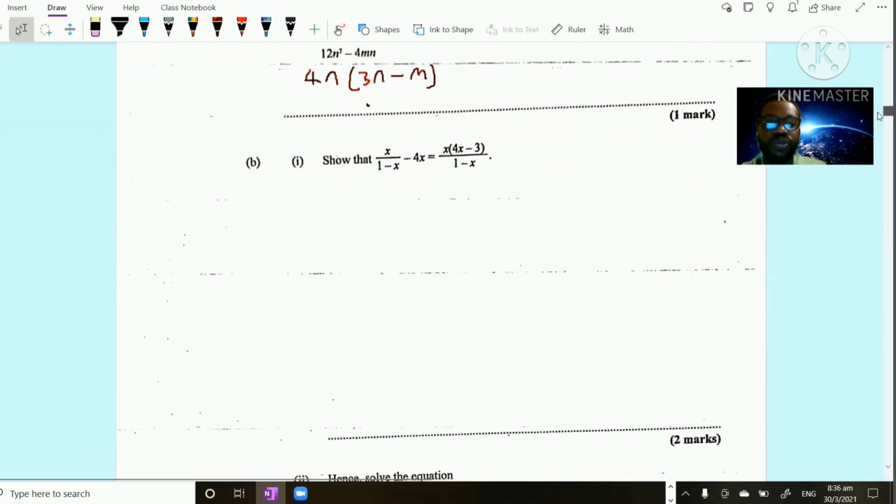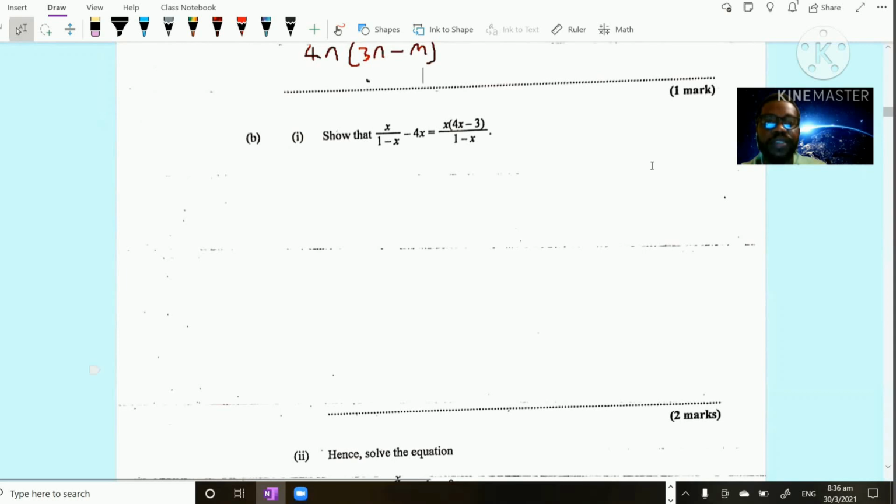All right, moving down to B part 1. It says, show that x over 1 minus x minus 4x is equal to x into 4x minus 3 all over 1 minus x. The first thing I must know is, what is this really? All right, here you have what we want to call a mixture. If you were thinking of it as a number, this would be like a fraction, this would be like a whole number, but this entire system is like a fraction. So what I want to do is to get this system on the left to look like a complete fraction. And since I'm subtracting, you know that I'm going to involve the LCM.